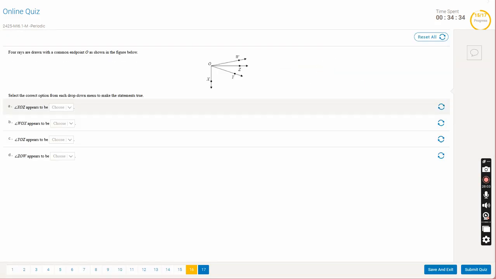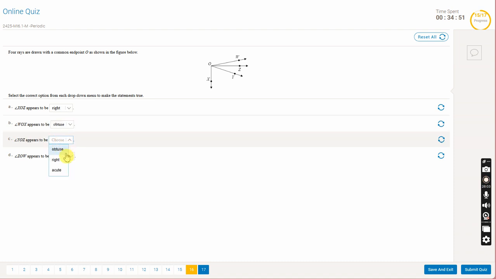Let's go to the next one. Here, this will also be very quick. XOZ is what? It's your right. Then WOX is going to be your obtuse. The next one, YOZ is going to be acute. And then the last one is acute as well.